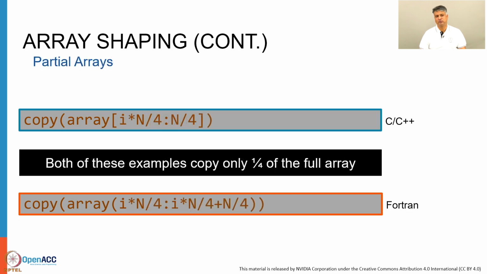But now I assume that I just want to copy only a quarter of the full array, or rather only a quarter section of the entire two-dimensional array. So I can say the same thing as array i times n by 4, and n by 4 will now be the length of the array. Similarly, in Fortran, I'll have to give the start and end of it, so it will be i times n by 4, and the end point will be i times n by 4 plus n by 4.